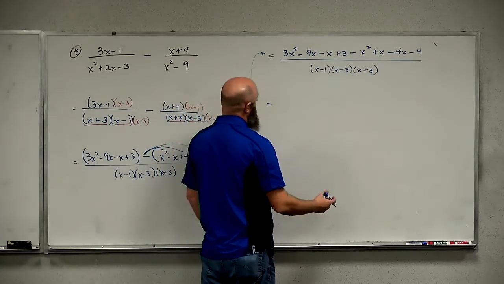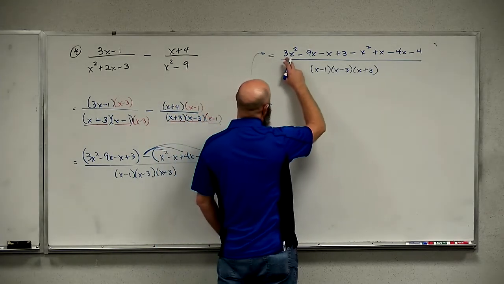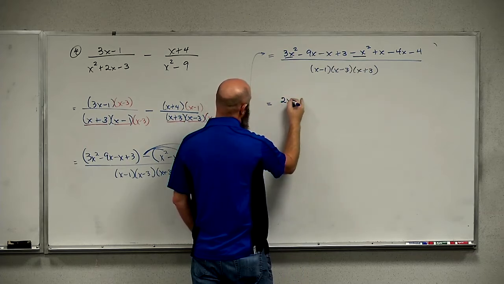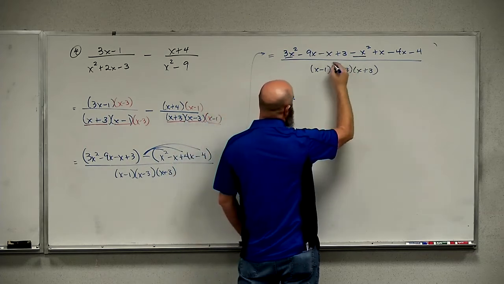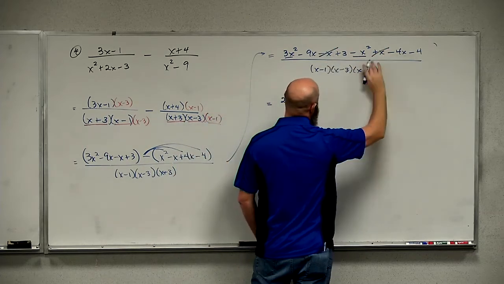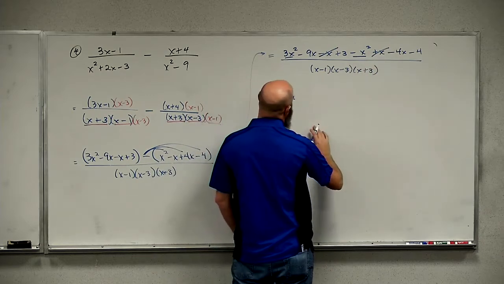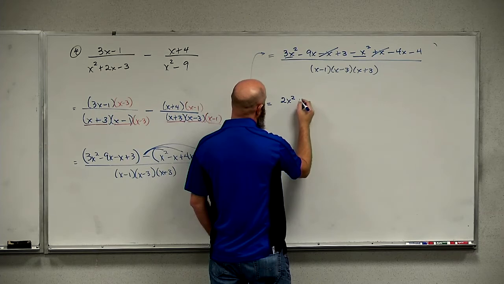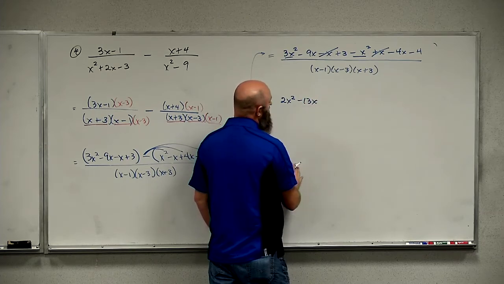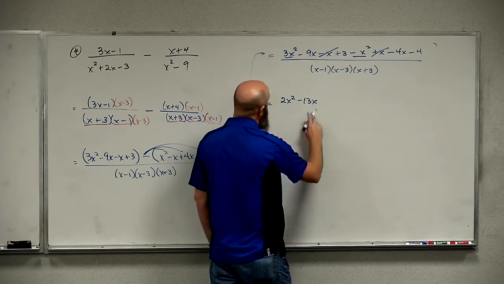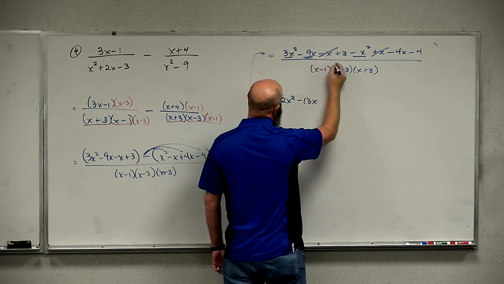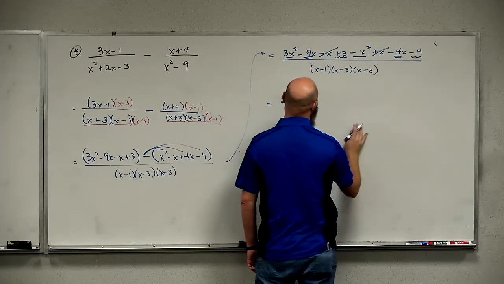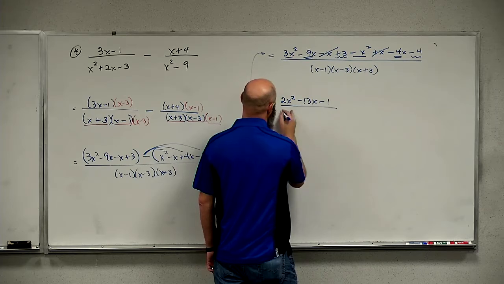All right, let's combine like terms. So here I've got 3x squared minus x squared. That's a 2x squared. Also do notice I have a minus x and a plus x. Those kill each other. So negative 9x minus 4x is a negative 13x. And so I've got those. And then we have 3 minus 4, which is a negative 1.